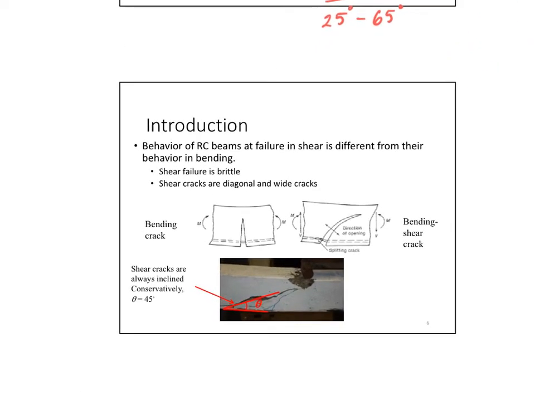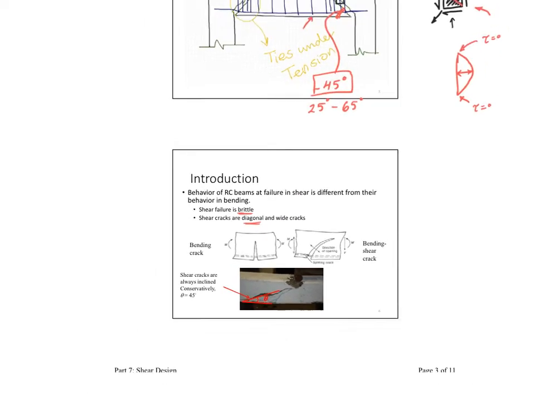Now, shear failure is brittle. Remember this very important fact. Shear cracks are diagonal. This is one of the things that inspectors always look at because shear cracks are very critical. These are behaviors that we don't like as structural engineers, and we avoid as much as we can, because brittle failure is a sudden failure. It does not give any warnings.